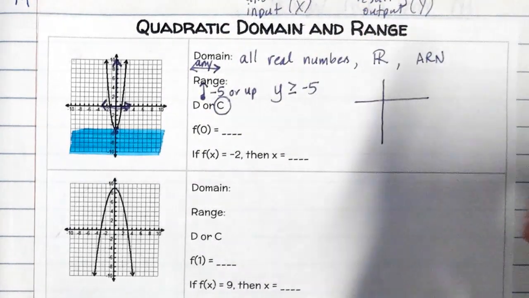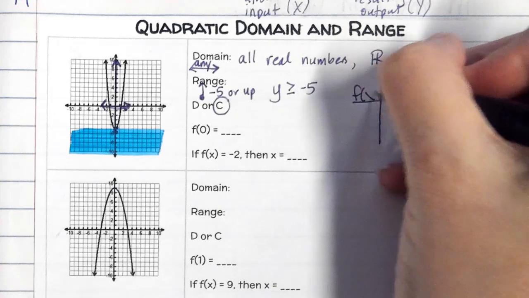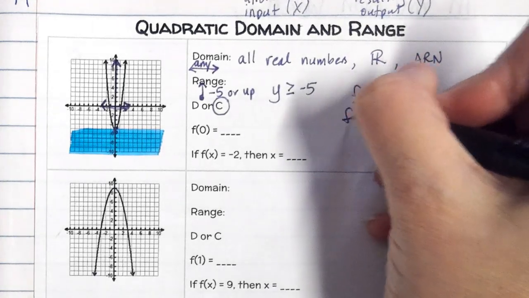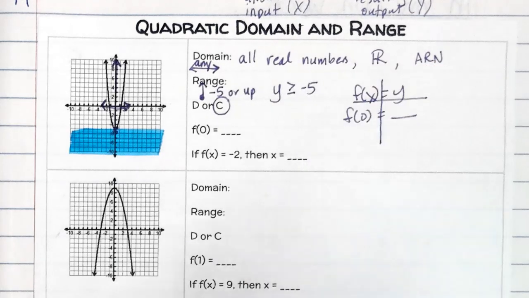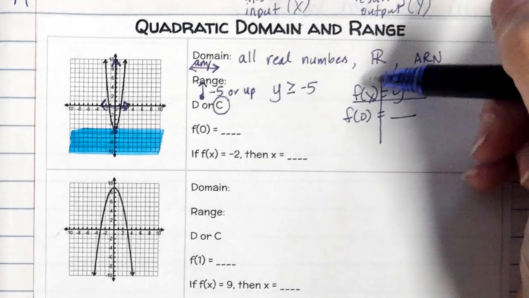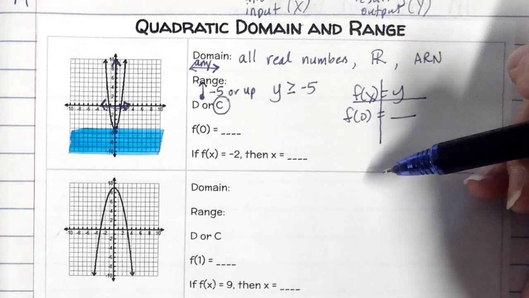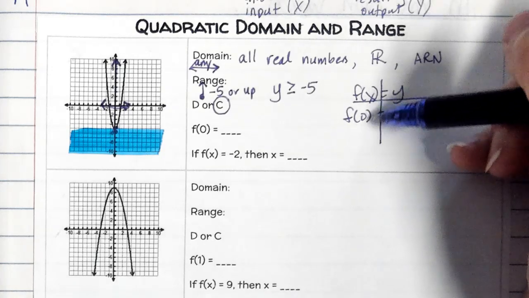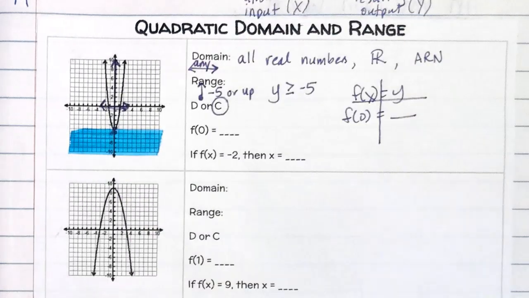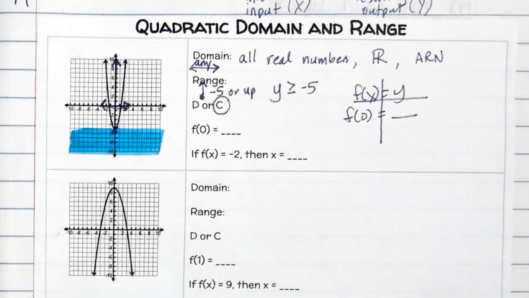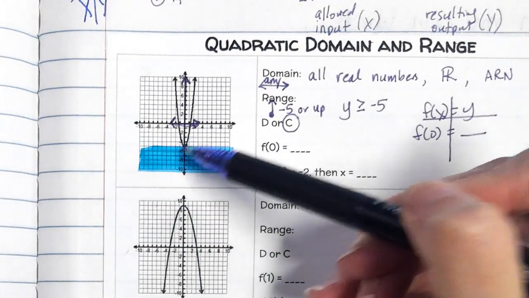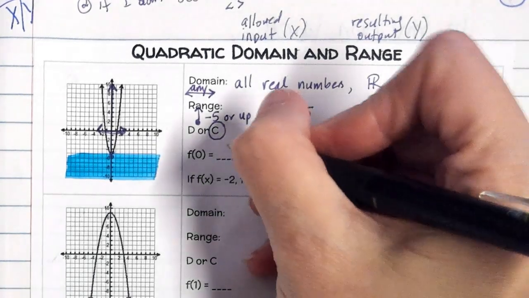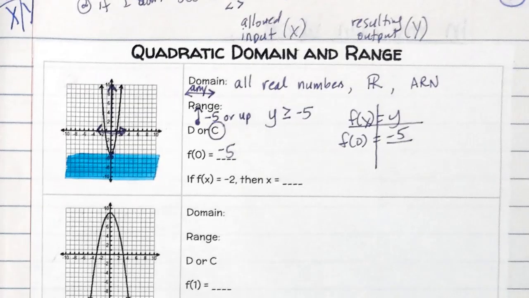All right, so if you write f of x equals y, okay? For this one, they say f of 0 equals something. Which column is this in? This is the x column. So that means they're giving me an x of 0. Well, when x is 0, what's y? Well, when x is 0, y is -5. So f of 0 is -5.